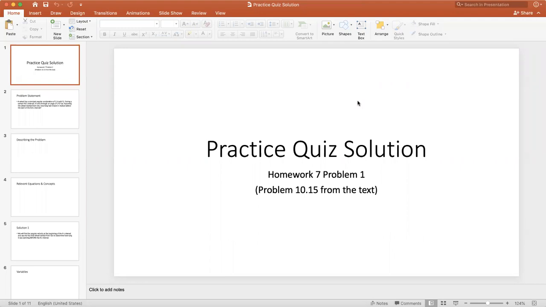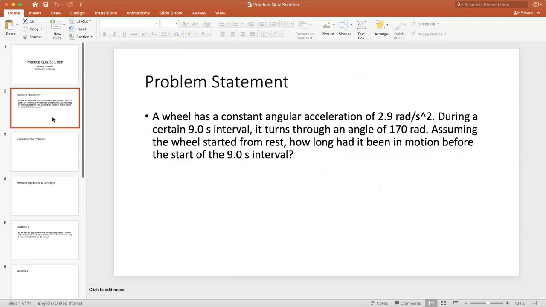This is the solution to the practice quiz that I posted earlier this week. It is on homework 7 problem 1, which was problem 10.15 from the text. So let's look at the problem statement.